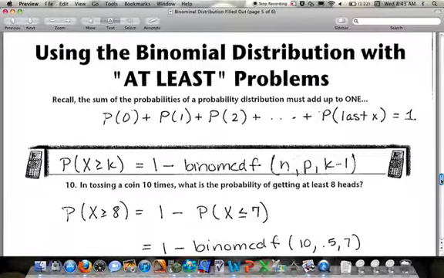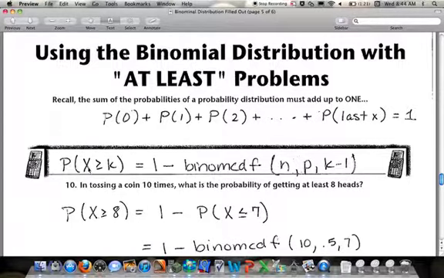Alright, for at least problems, if you recall, all the individual probabilities have to add up to 1. So I can always use the complement rule: I can subtract what I don't want from 1 to get what I do want. And that's what we have to do in this case, because our calculator only has the PDF command and the CDF command, and the CDF command only gives you from 0 up through the number that you're looking for.